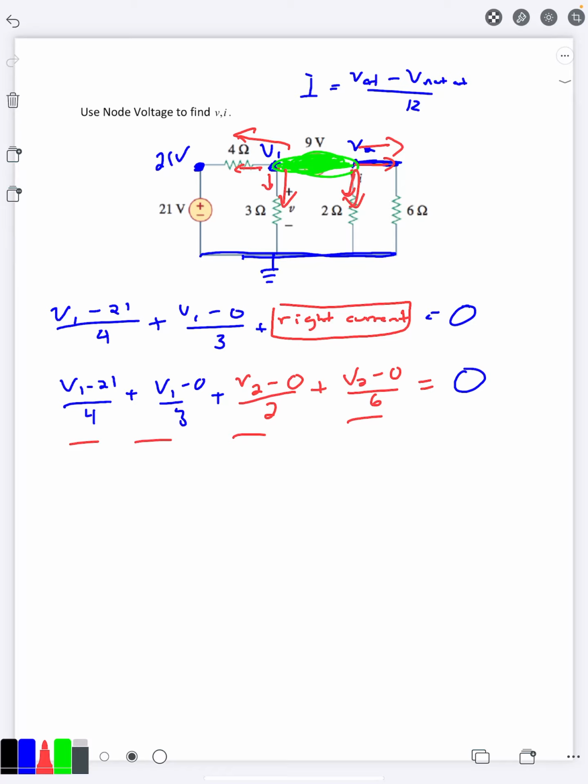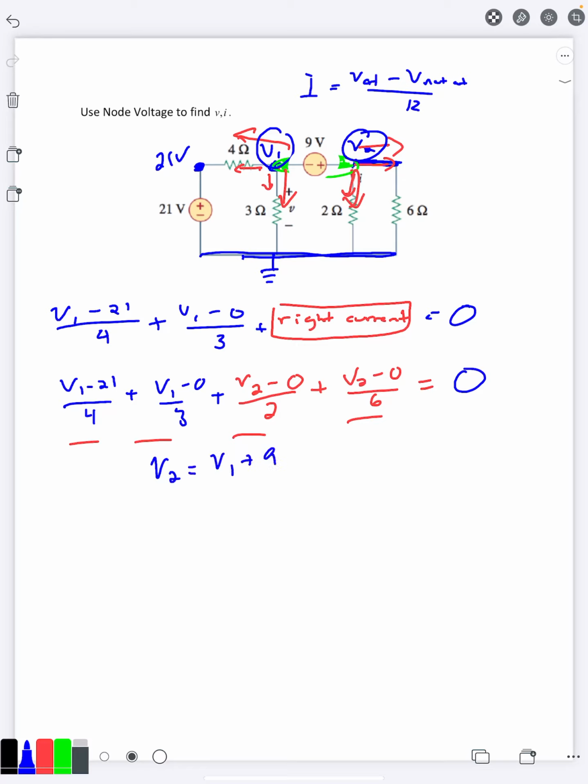With that said, we now have 2 variables, so we're going to need a second equation. Whenever you use a supernode, the second equation is going to relate the 2 ends of your supernode and say what the difference is between them. And just so we can see the actual source here, if you start at V1, there's going to be a 9-volt gain before you get to V2. Or in other words, V2 is the same as V1 plus 9.